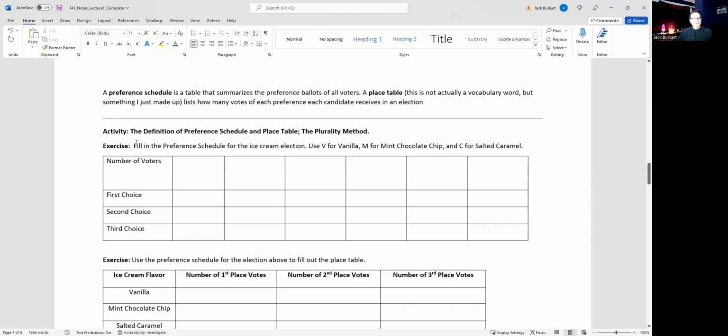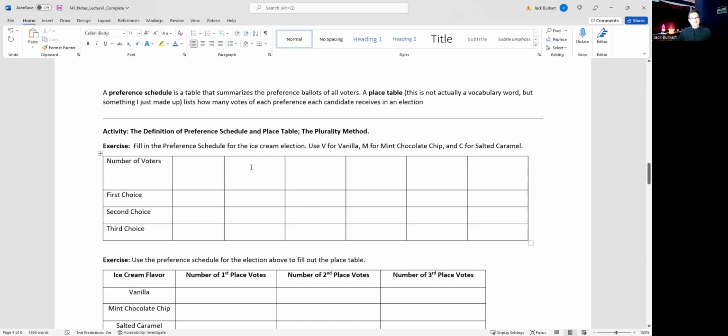So what I want to do just as an activity, and we'll just go through the first 3 columns, I'll give you some time to think about it, is we want to fill in the preference schedule for the ice cream election. Now we're going to want to keep all of our data compact. So I'm going to use the letter V for vanilla. I'm going to use the letter M for mint chocolate chip, and then I'm going to use the letter C for salted caramel, C for caramel. Maybe I should have called it S.